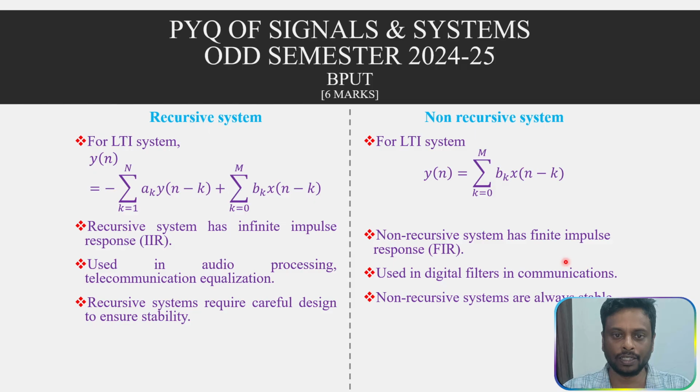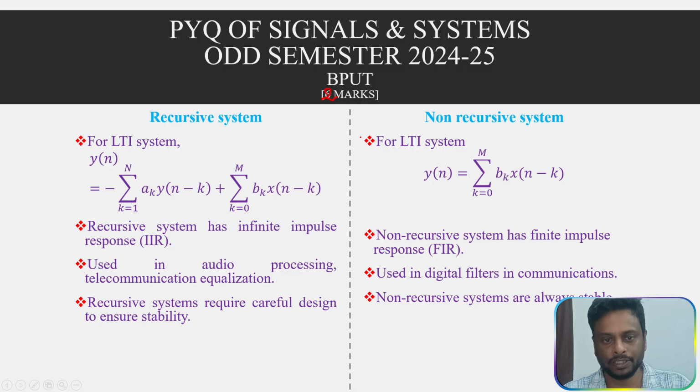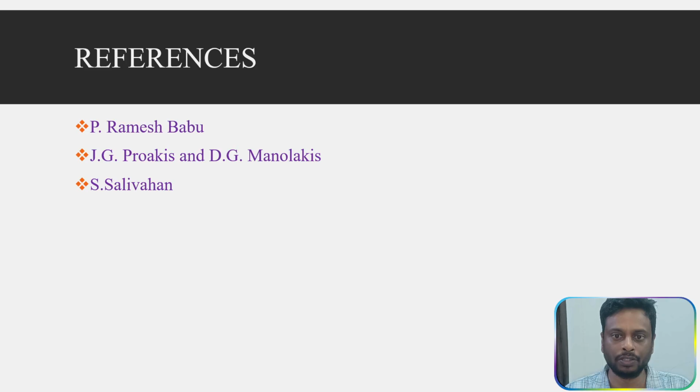So this is a 2-mark question actually. I told you this is a 2-mark question. These are all the 10 short questions. In the next video we'll see some 6-mark questions relating to this Signals and Systems semester 2024-25.